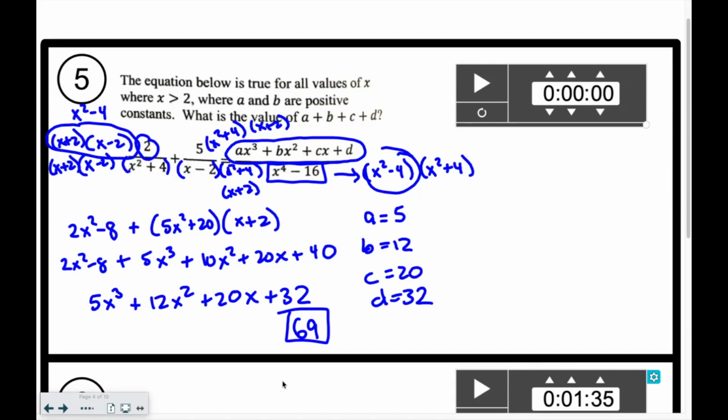Thank you. Okay. Now, that is a ton of work. And I would not want to have to do that much work on an SAT problem. So I'm going to show you a different way.